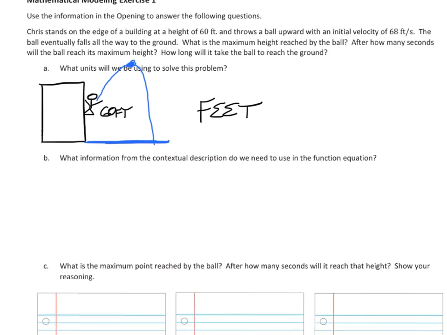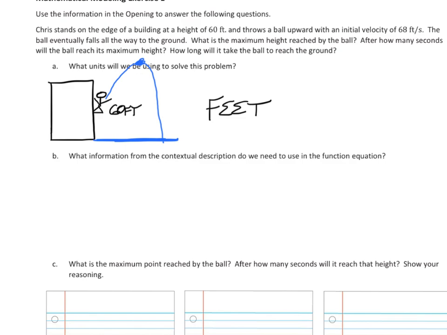Well, the first question we answered was feet. Does that tell us which function we have to use? Didn't we go over yesterday what the two types of functions are? We had two different h of t functions, one with feet, one with meters. The one with feet starts out with what number? After you simplify it, negative 16 t squared. And what was the middle term?